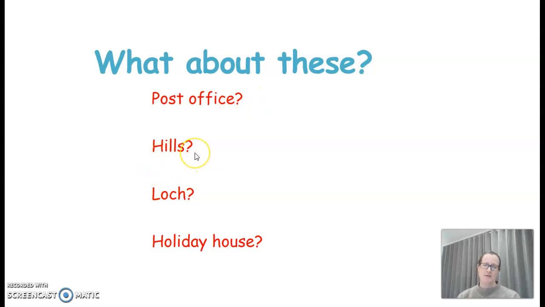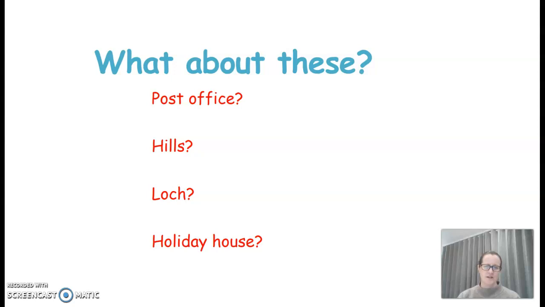What about hills? Think about the hills that we might see around. Do you think that they would be a human feature or a physical feature? Have a little think. So yes, hills would be a physical feature. They would be naturally occurring. Okay, and a loch. Okay, this is a Scottish word for a lake. Okay, so a water lake. Would they be a physical feature or a human feature?